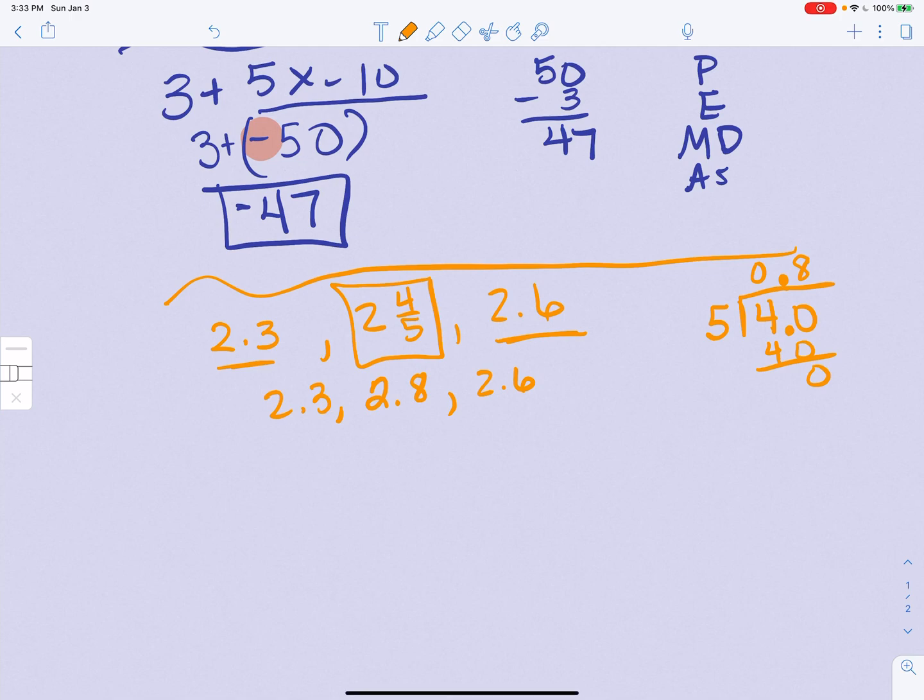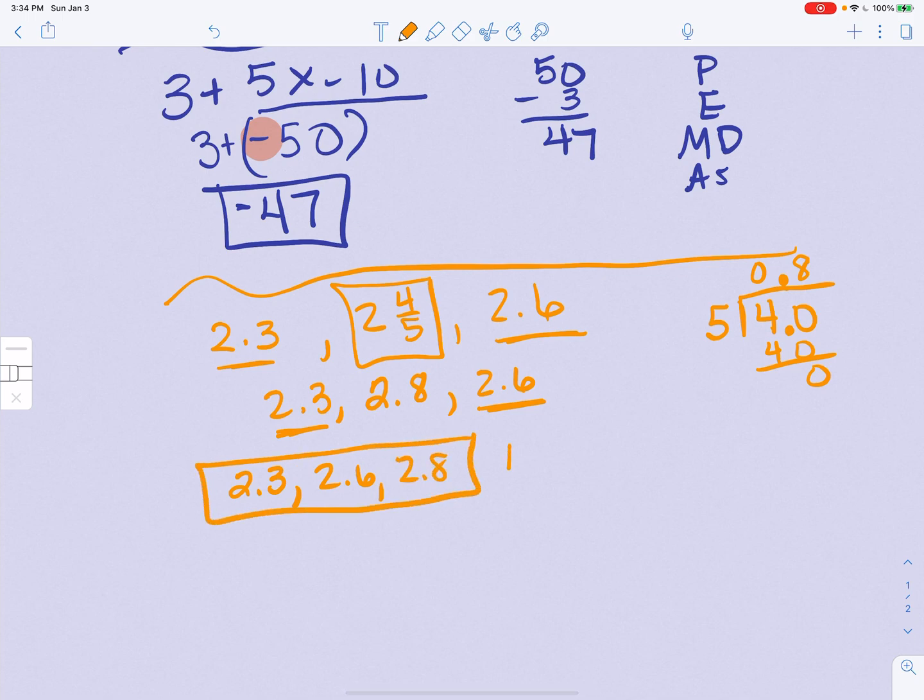And now that I have them all as decimals, I can easily put them in order from least. So this is my smallest, 2 3/10. My next smallest is this one, 2 6/10, and then 2 8/10. There is the answer.